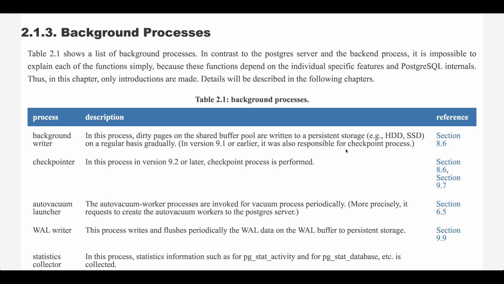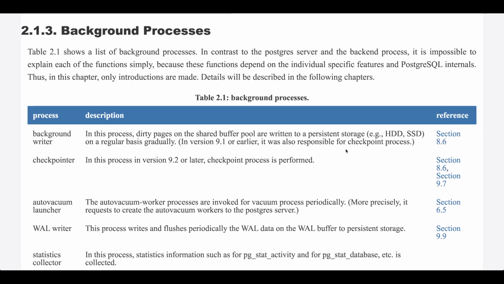2.1.3 Background processes. Table 2.1 shows a list of background processes. In contrast to the Postgres server and the backend process, it is impossible to explain each of the functions simply, because these functions depend on the individual specific features and Postgres internals. Thus, in this chapter, only introductions are made. Details will be described in the following chapters.